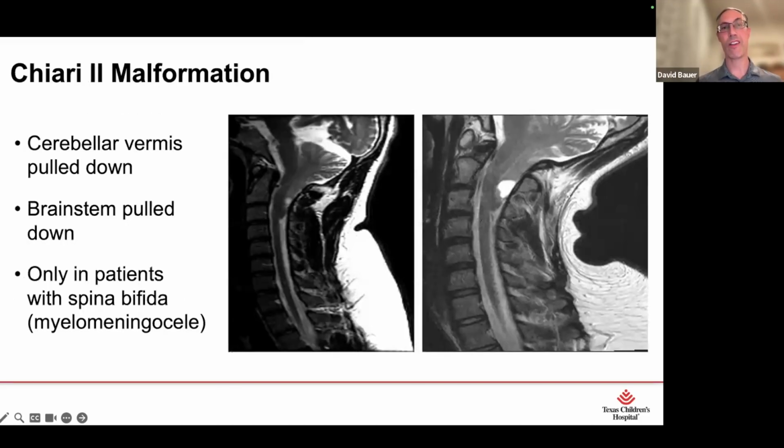So this is Chiari 2. Hans Chiari described a few different variants of Chiari. Chiari 1 is really the main type of Chiari that most people have. Chiari 2 is slightly different. You have something coming down through the bottom of the skull, but this is the cerebellar vermis and not the tonsils, and the whole brainstem is being pulled down. And so this is an entity that is only seen in patients with myelomeningocele or spina bifida.